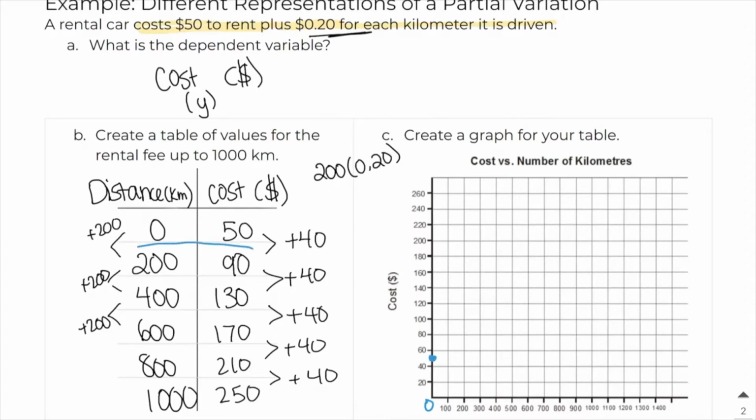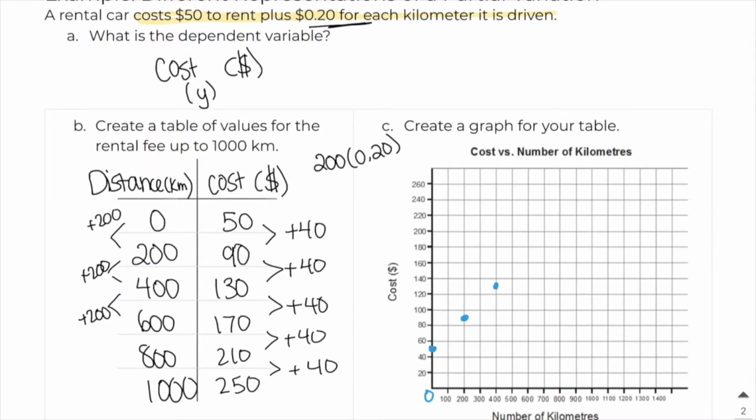I know 200 kilometers will be $90. I know 400 kilometers will be $130. 600 kilometers would be $170. 800 kilometers would be $210. And 1,000 kilometers would be at $250. And we will draw a line through these dots to demonstrate what's happening here.